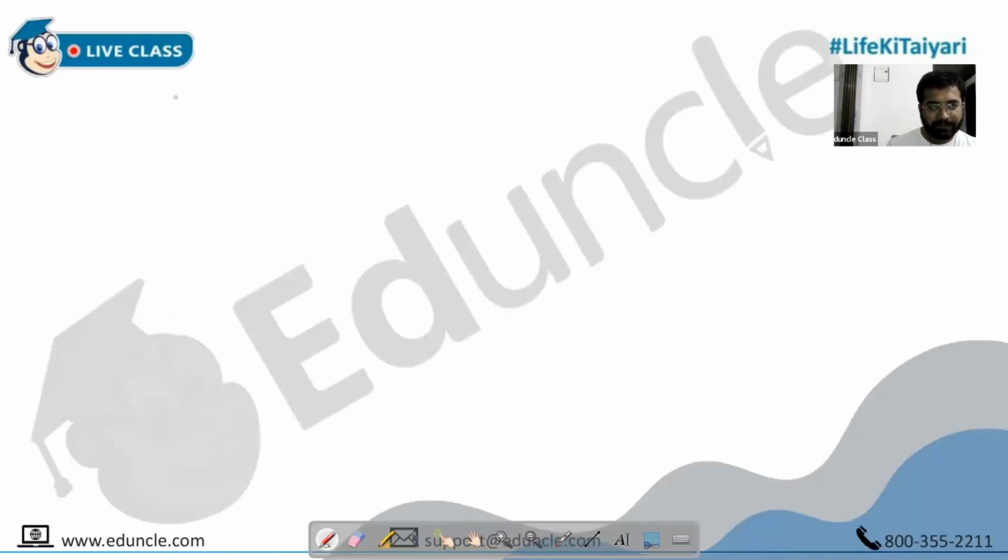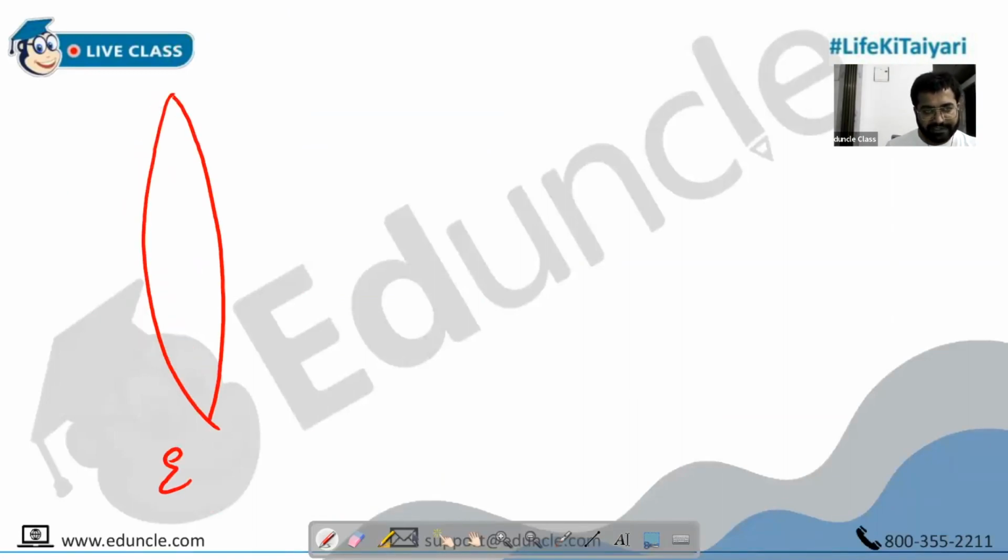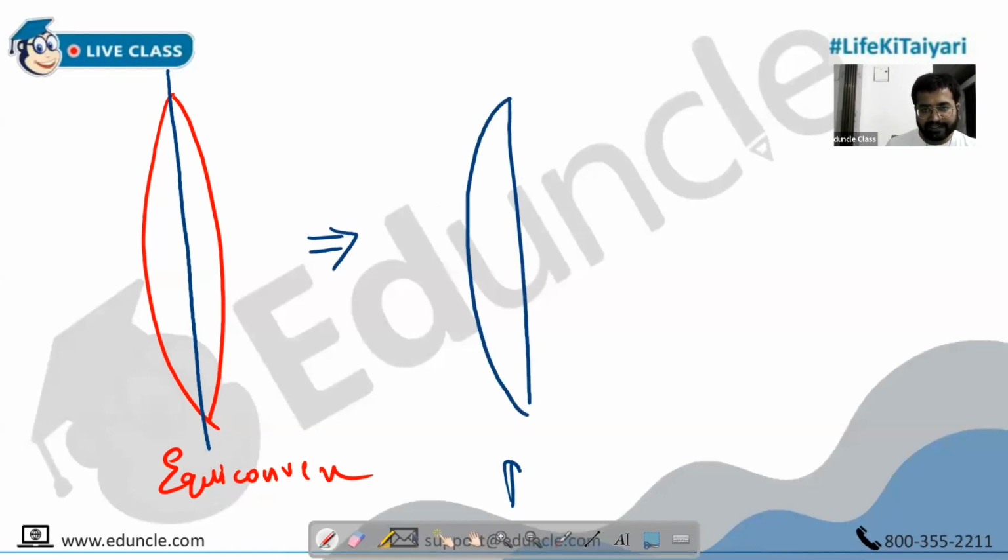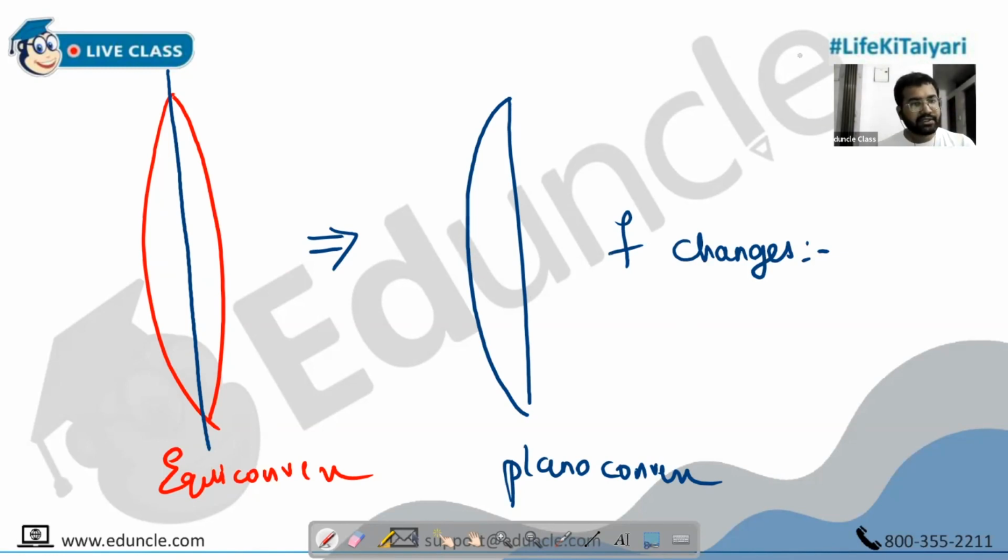Let's say we have this equi-convex lens. I will take both cases, one case at a time. If you cut it like this, vertically, then we get a plano-convex lens. So obviously, what will change? Focal length changes. And if focal length changes, then the image position changes, the image height changes, everything changes with respect to the image.